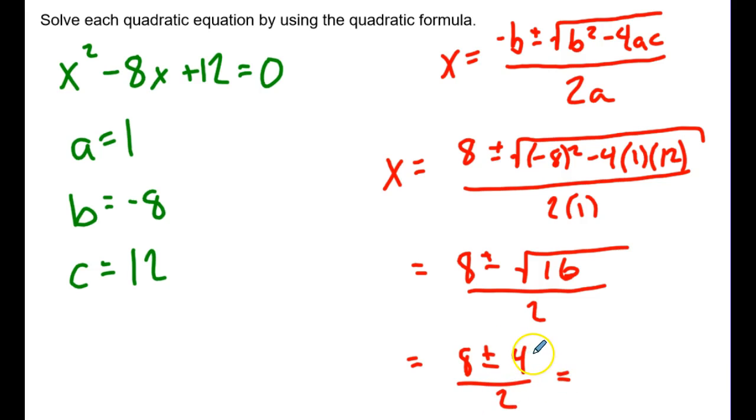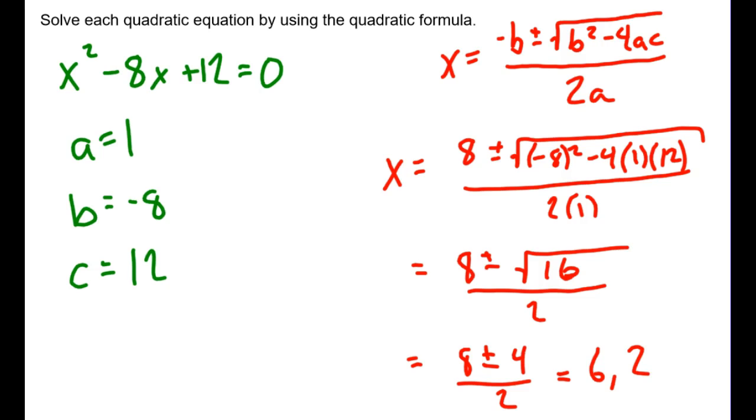8 plus 4 is 12. 12 divided by 2 is 6. 8 minus 4 is 4. 4 divided by 2 is 2. So using the quadratic formula, we go through, identify a, b, and c, plug those values in, and simplify. Our solutions are going to be 6 and 2.